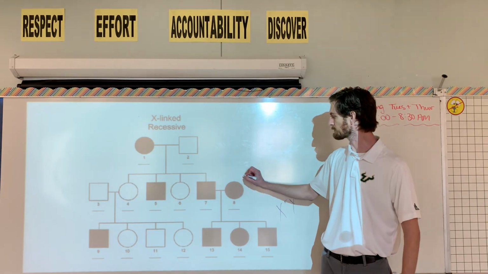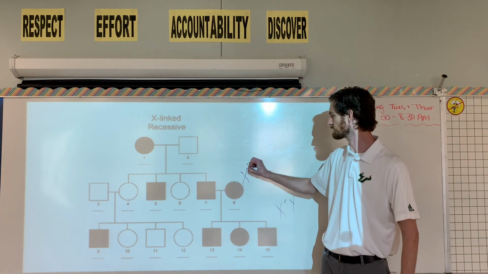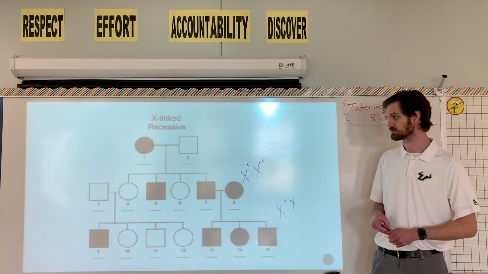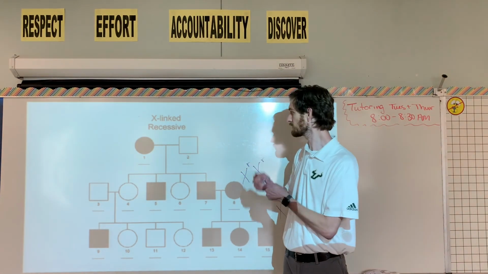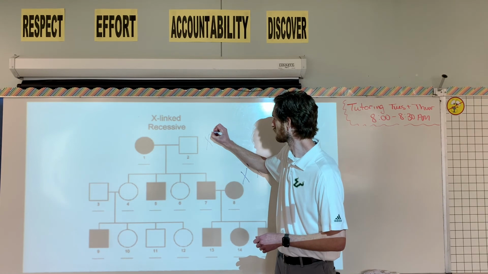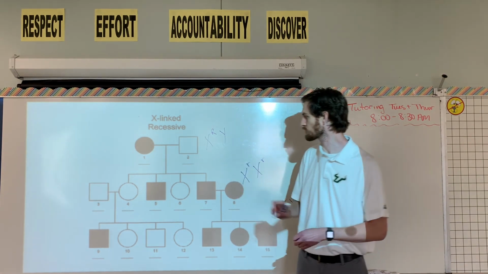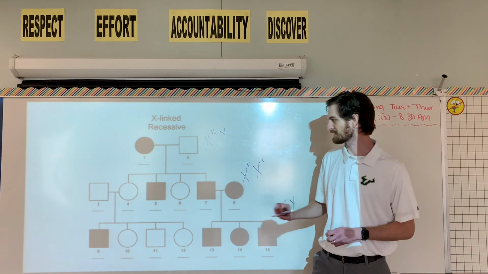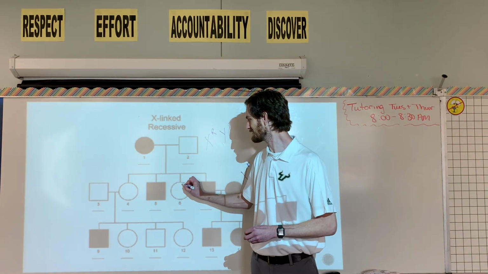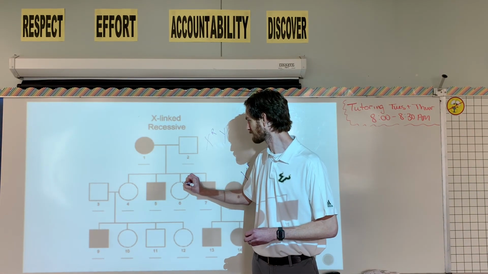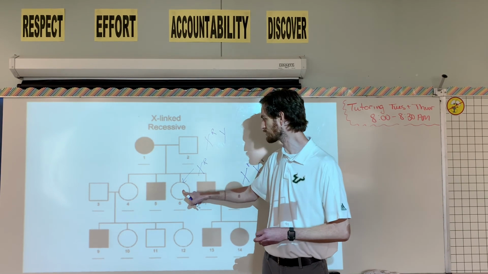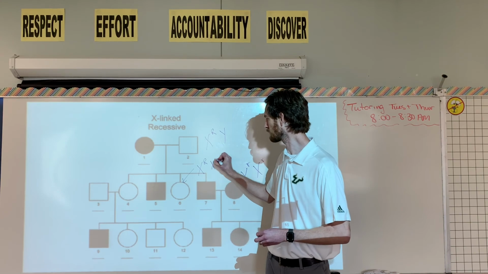Individual number 8 up here, she's going to be 2 X's because she's female, and she's going to have lowercase r's to represent her genotype as well. This one, this male here, would be an X with an uppercase R because he does not show it. And then, the tricky one, this individual here is most likely X with an uppercase R because she doesn't show it, and X with a lowercase r.